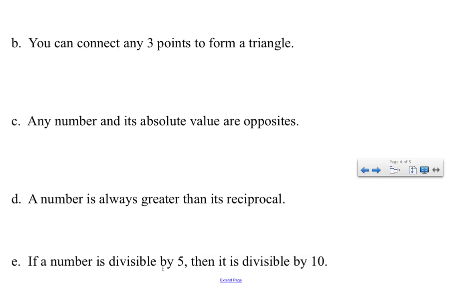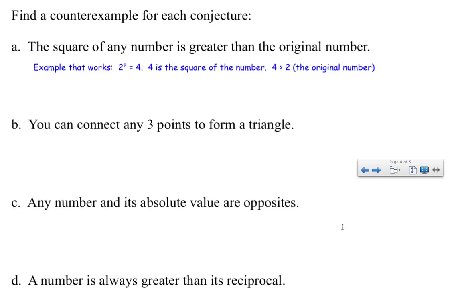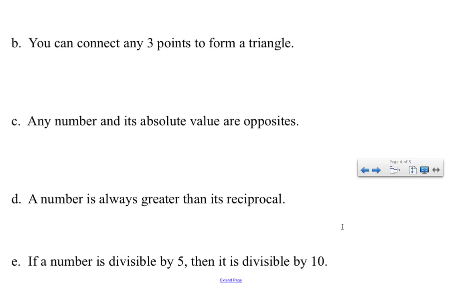And if a number is divisible by 5, then it is divisible by 10. So you want to give me this if part, a number that is divisible by 5, but I don't want it to be divisible by 10. That would be a counterexample, proving me wrong. So again, work within your groups and try to come up with these 5 counterexamples. So push pause now.